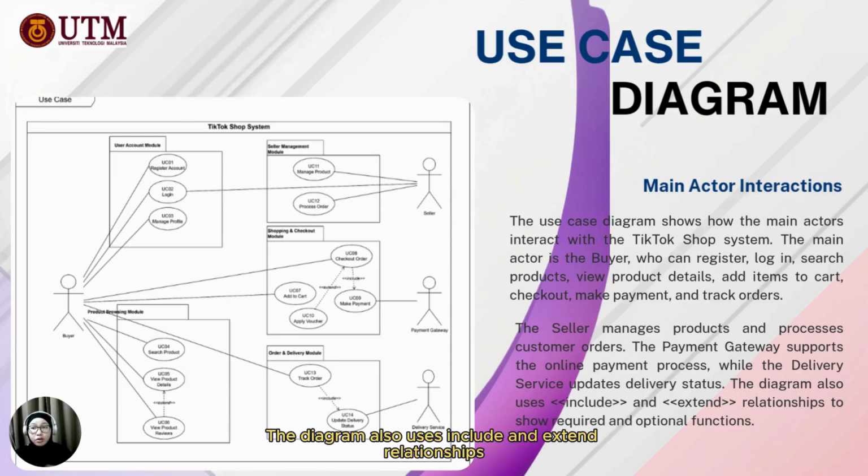The diagram also use include and extend relationship. For example, checkout order include make payment because payment is required step during checkout. Apply voucher extend checkout order because using a voucher is optional. View product review also extend view product detail because user can choose whether they want to read review or not.